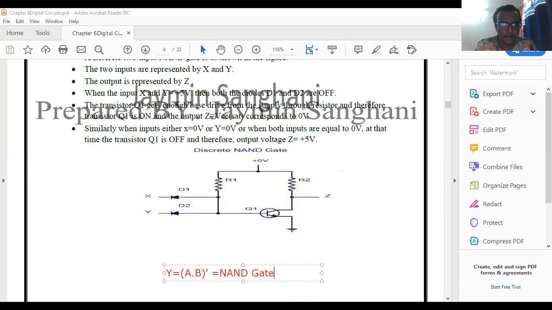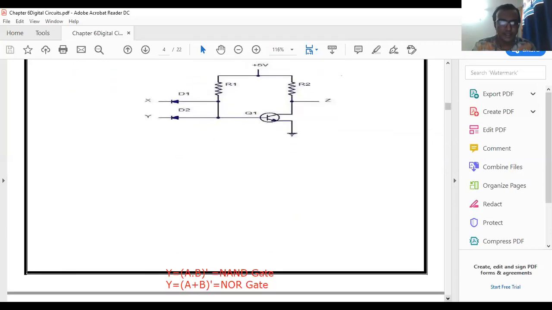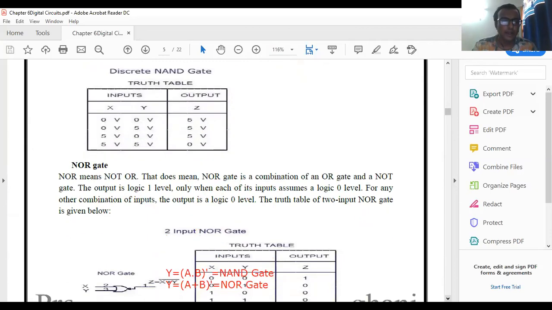Similarly, the OR gate I will discuss in the next topic. Y equals A plus B complement, which is known as the NOR gate. This is the equation of the NAND and NOR gates. Please try to understand these equations. This is the basic equation of NAND and NOR. Now, NOR gate means what? It is the combination of OR plus NOT. Simply apply A input here and B input here. Now it is known as an OR gate.